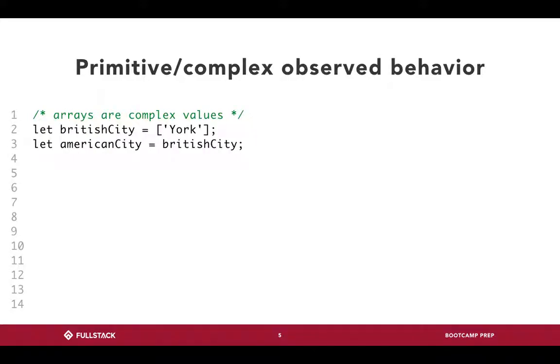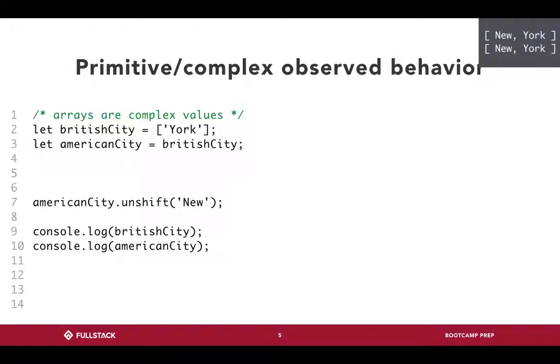So we go back, they're both references, and we say, follow American city. It's a reference. Let's go to that actual array, and let's unshift new. What does unshift do? Yeah, it's going to throw the new into the beginning of that array. So if we look at British city, has the variable been changed? No, it's still pointing to the same array that it's always been pointing to, but when we log it out, the array has been updated.